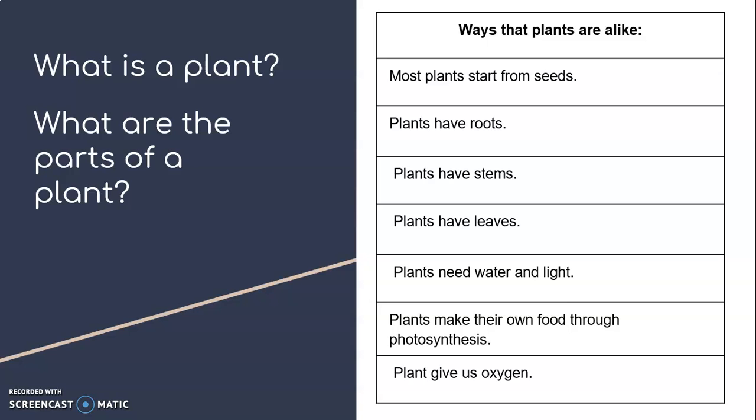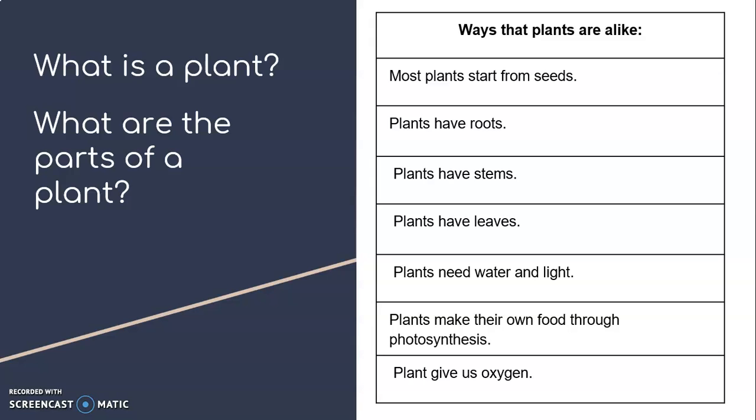Most of the plants that we will look at will start from seeds. They will have roots. The plants will have stems. The plants will have leaves. All plants need water and light, even if they don't need the same amount of water and light. All plants need some amounts of water and some amounts of light.